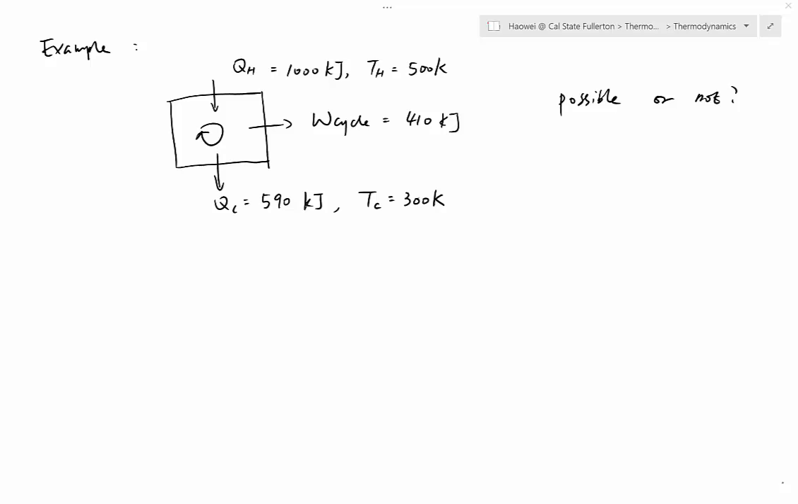Now let's do one example under Clausius inequality. How do you remember or understand Clausius inequality? It is just the second law of thermodynamics expressed in mathematical terms.